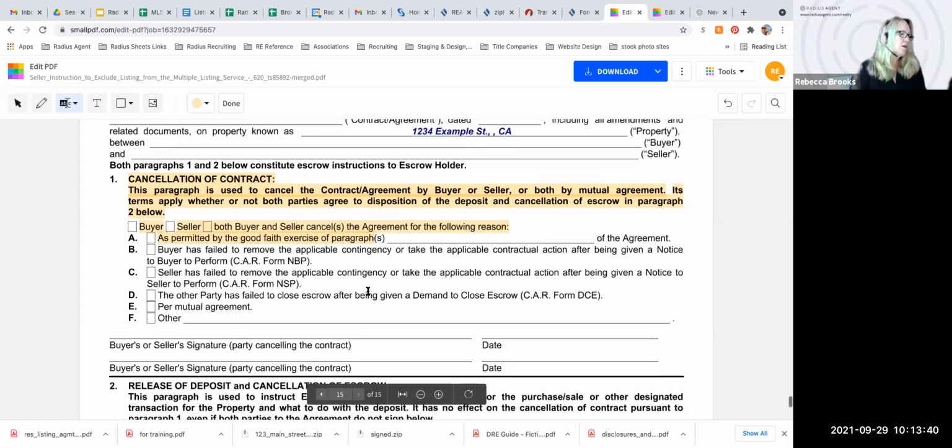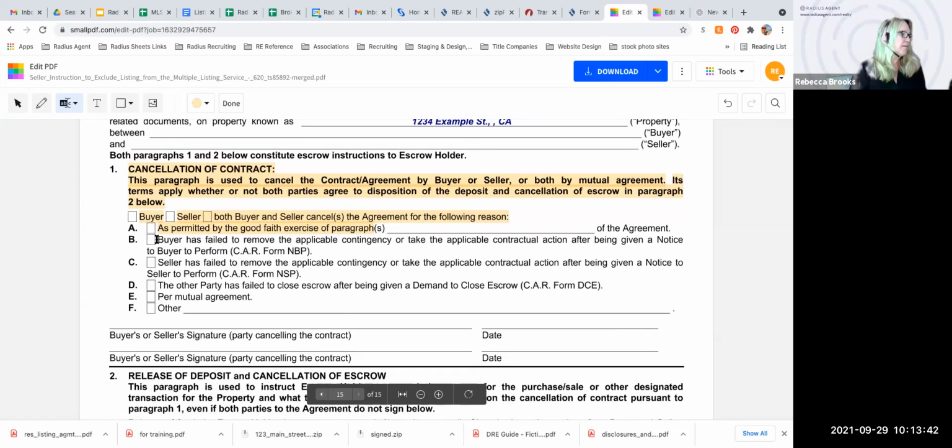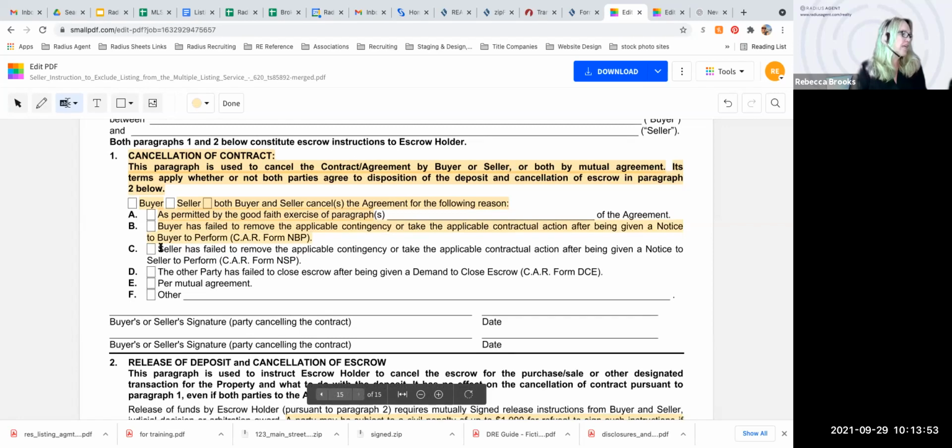Okay. Or you can say seller's canceling because the buyer failed to remove the applicable contingency or take the applicable action after being given a notice to perform. We just talked about a notice to perform. Or the seller has failed to remove a contingency or take the applicable contractual action after being given a notice to perform. So it's really rare that we have a notice to perform to a seller, isn't it? That's kind of rare. But what would be a circumstance where we, as a buyer, would want the seller to perform?